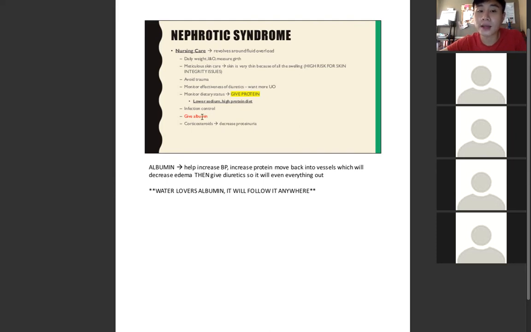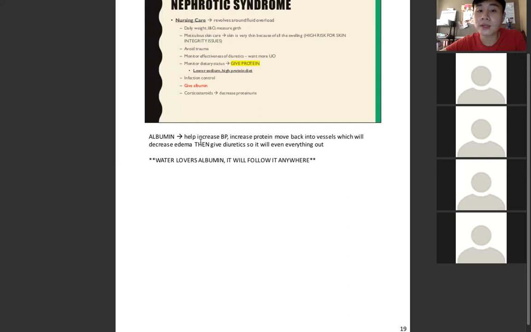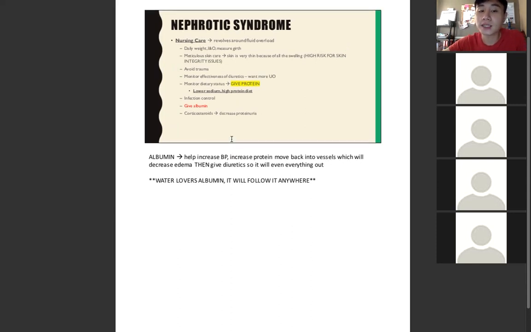Infection control, and then we give albumin. Albumin is a protein. Corticosteroids decrease proteinuria. So albumin helps increase blood pressure, increase protein, and move water back into the vessel, which will decrease edema. Then give a diuretic, so it will even everything out. Water loves albumin, it will follow it anywhere. So yes, it is very important.